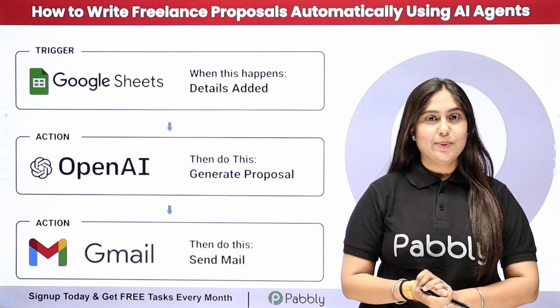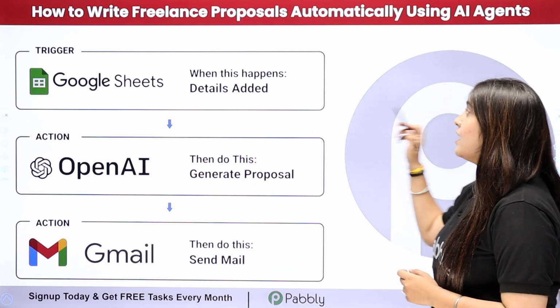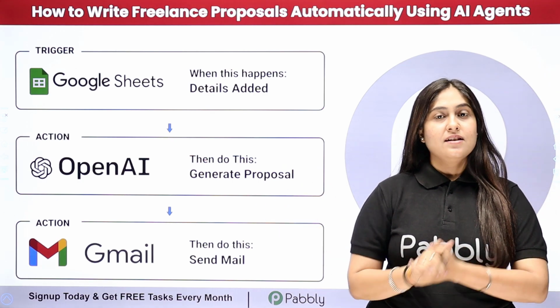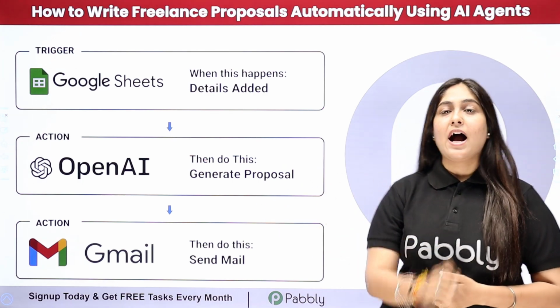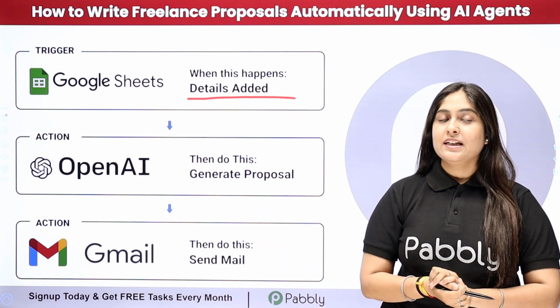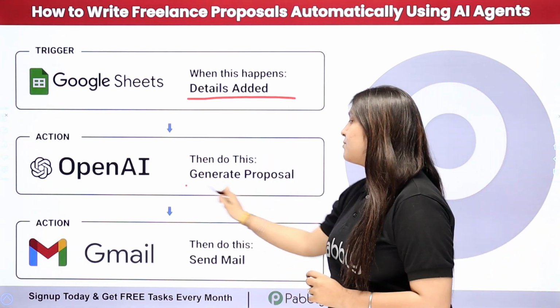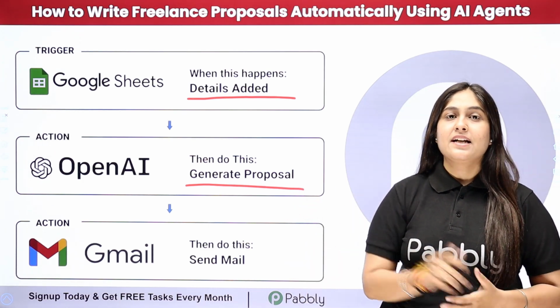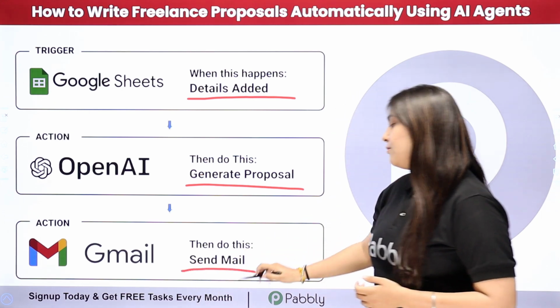In this video we are going to understand how to write freelance proposals automatically using an AI agent. As a freelancer, my objective is that when I add new freelance project details in my Google Sheets, OpenAI should automatically generate the freelance proposal using those details, and after generating the proposal, it should automatically be sent as a new mail draft on my Gmail account.